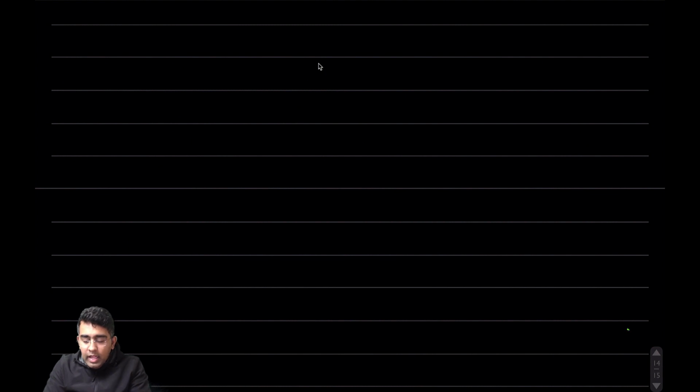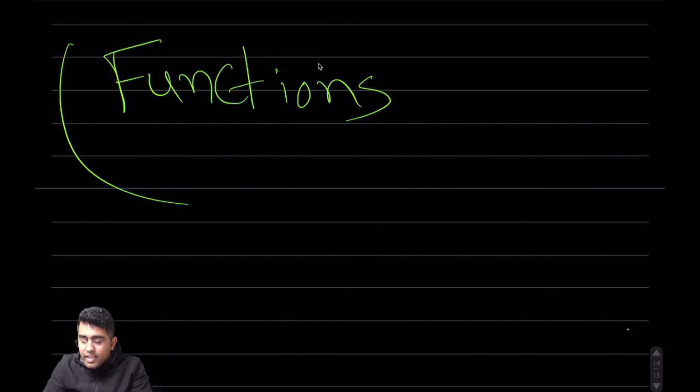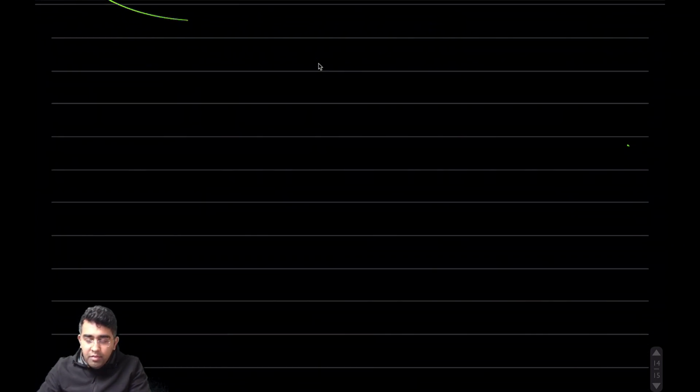First of all, let me write function, okay? I have written the wrong spelling, so it's I-O-N, functions. This is an important topic. You need to understand what functions do and why they are so useful in programming, and everyone uses functions, no matter if they're using JavaScript or C++ or Python or any language. So how do we define a function?